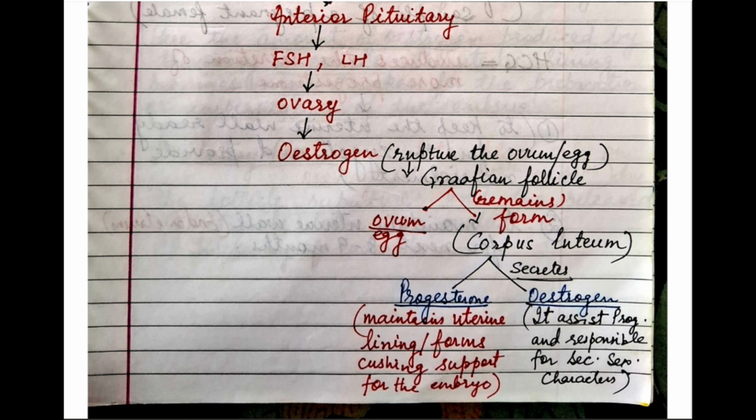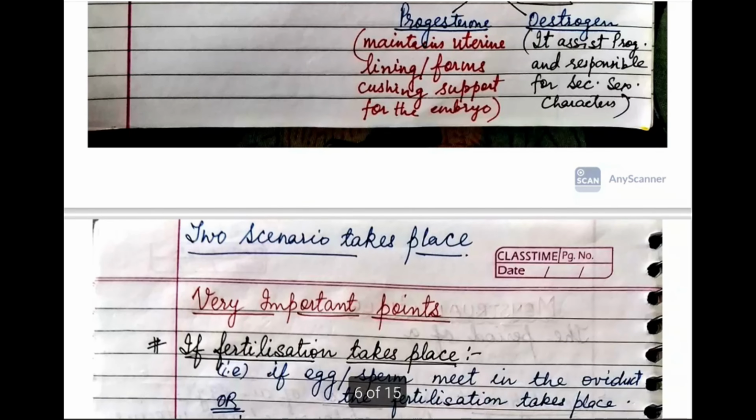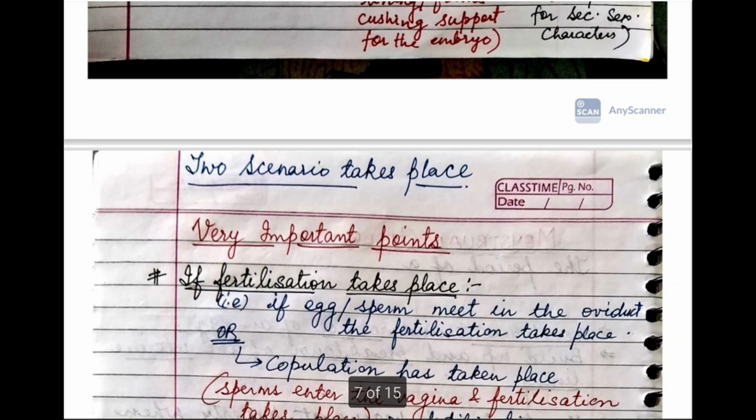Maintains the uterine lining, forms the cushion support for the embryo, and estrogen assists the progesterone and is responsible for the secondary sexual characteristics. All right, now what happens at this time? Here two scenarios take place. Once you have understood the menstrual cycle, then what happens?